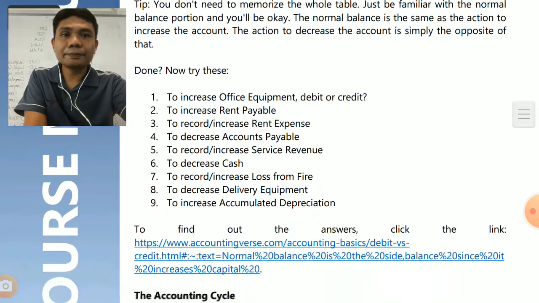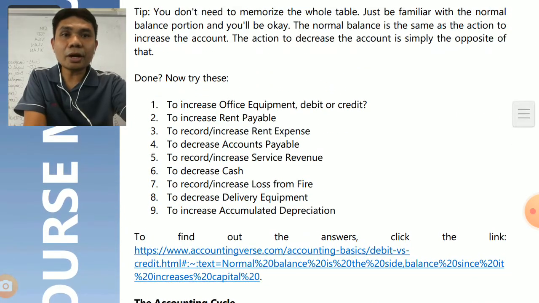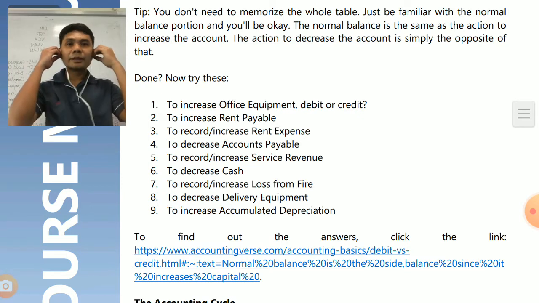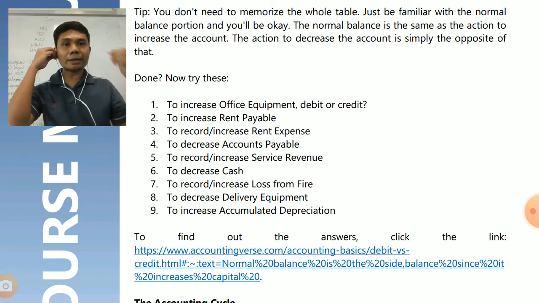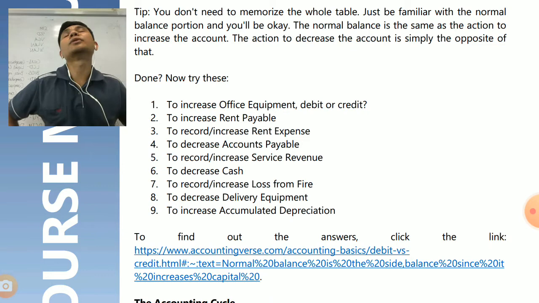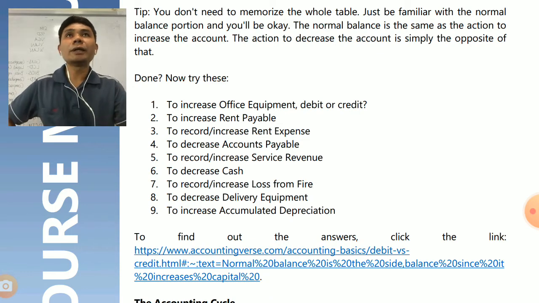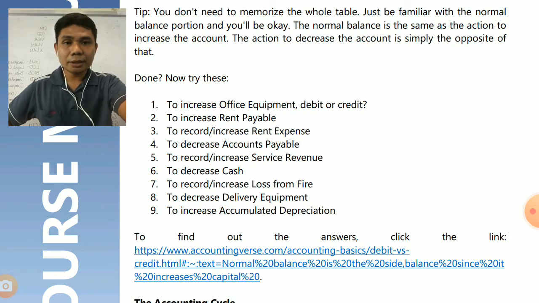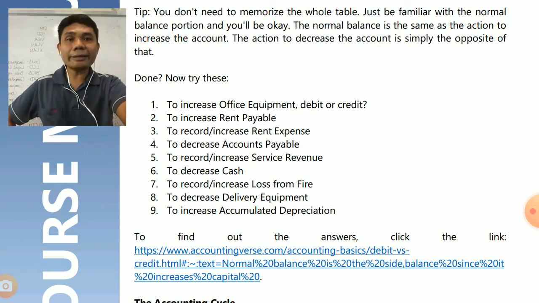Next. So these are exercises. What will you do with office equipment if it increases? Are you going to debit or credit? So you answer this exercise so that you will know if your knowledge of normal balances is correct. Then you check your answers using the link there; just click it and see if your answers are right.